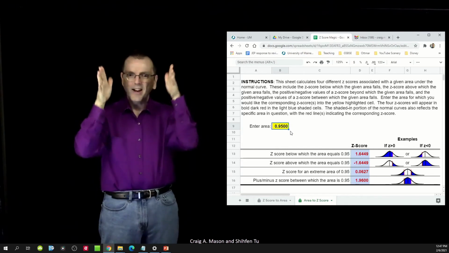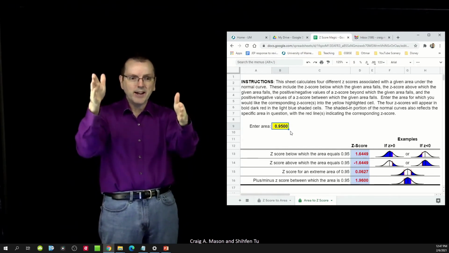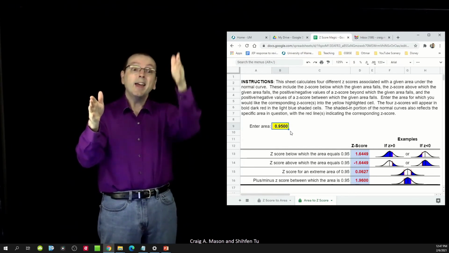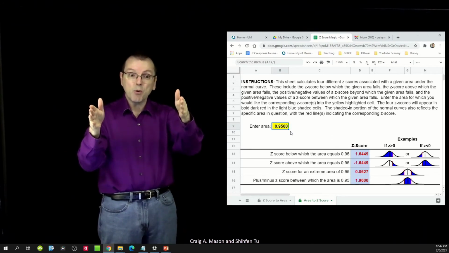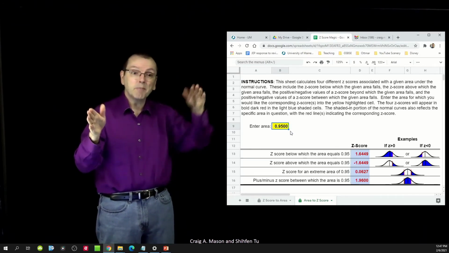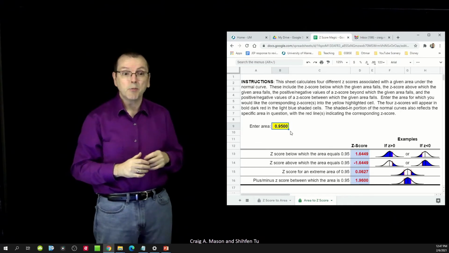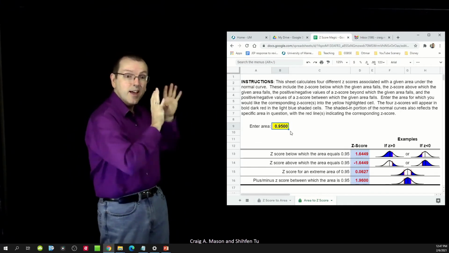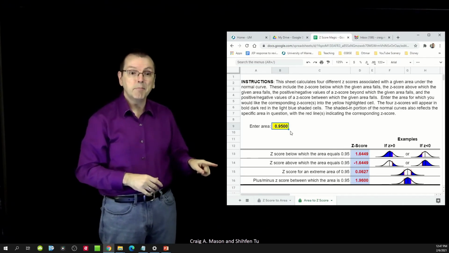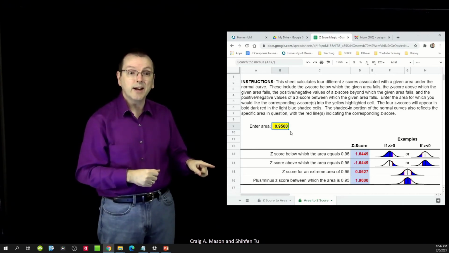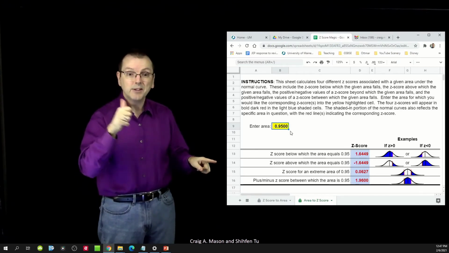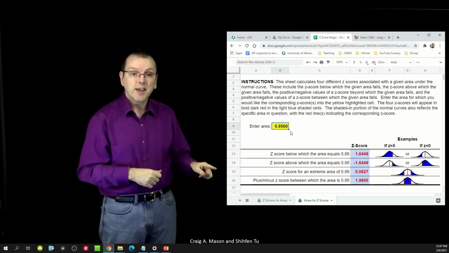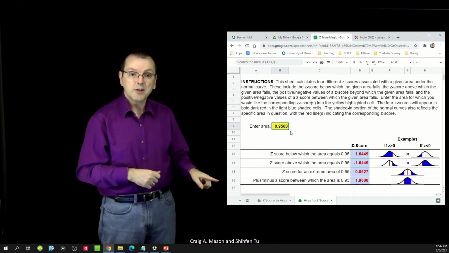That makes sense. 95% are between negative 1.6449 and positive 1.6449. And then 5% more are beyond the positive 1.6449. So you put the 90 plus that 5%, 95% are above a z-score of negative 1.6449. So that worked. Then let's skip this third one. We'll come back to that in a minute. Go down to the bottom.